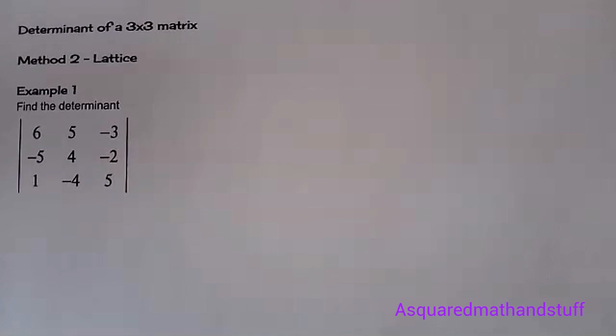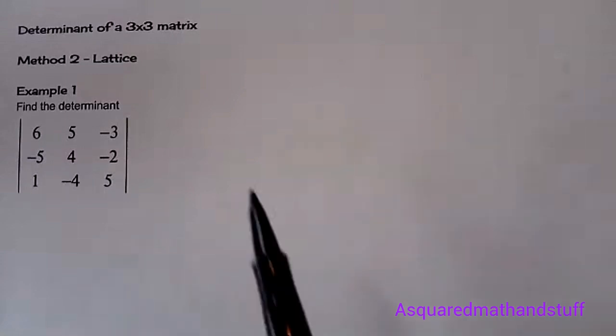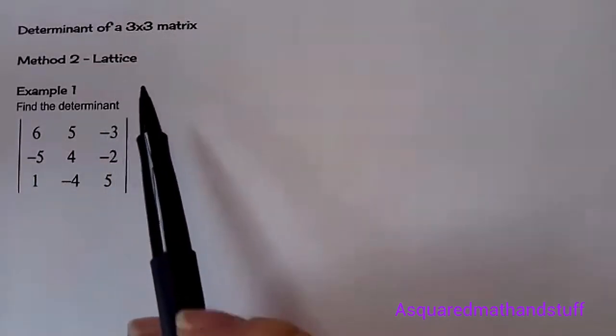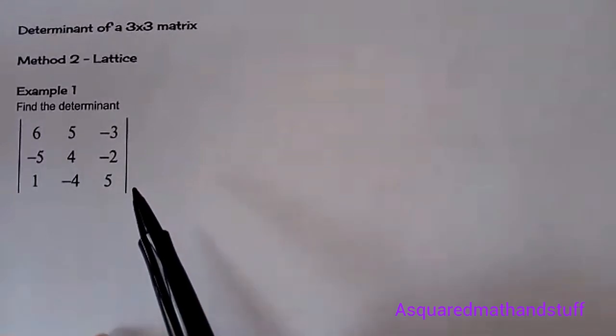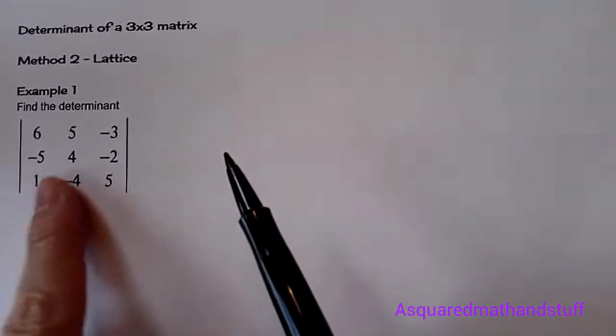In this example, we are looking at the second method of calculating the determinant of a 3 by 3 matrix, and this method is the lattice method. How we work with this is we actually have to expand what this looks like.